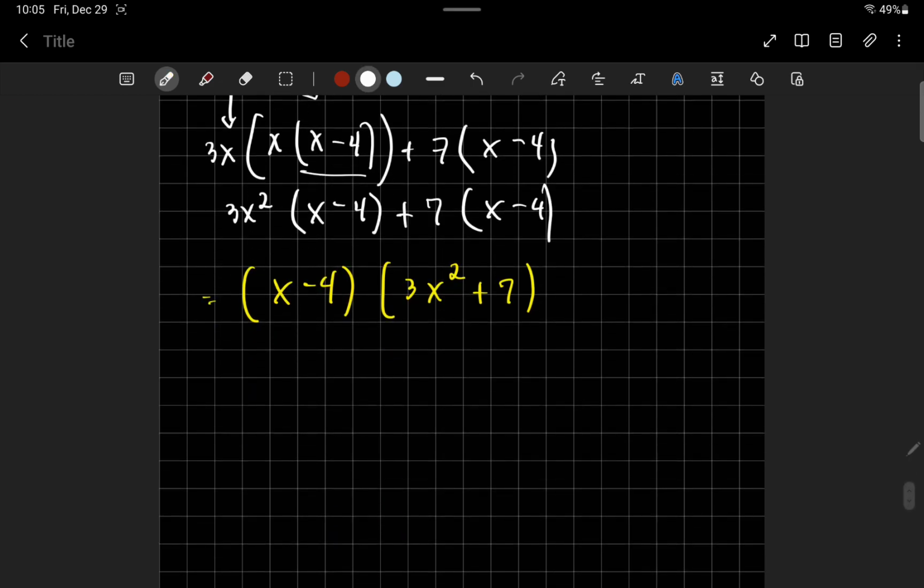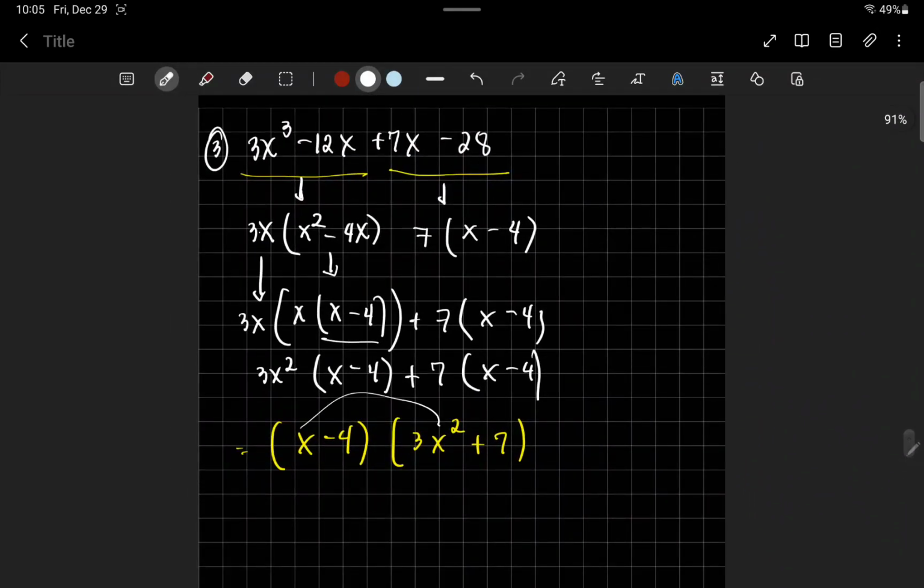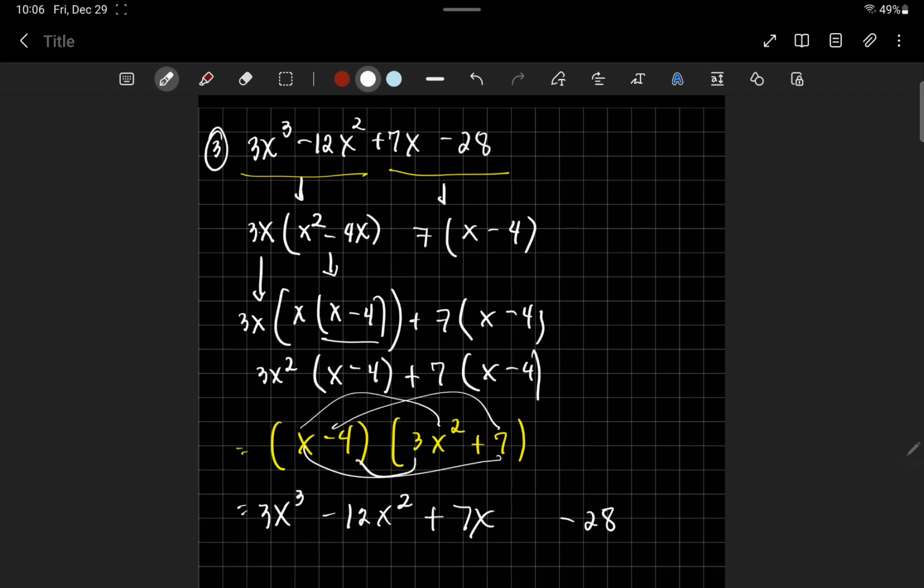And we can check our answer if it is correct by using the FOIL method. So, x times 3x squared, that is 3x cubed. Last term, negative 4 times 7 is negative 28. Negative 4 times 3x squared, that is negative 12x squared. And 7 times x, that is 7x. Oh, I see. It should be 3x cubed minus 12x squared plus 7x minus 28.